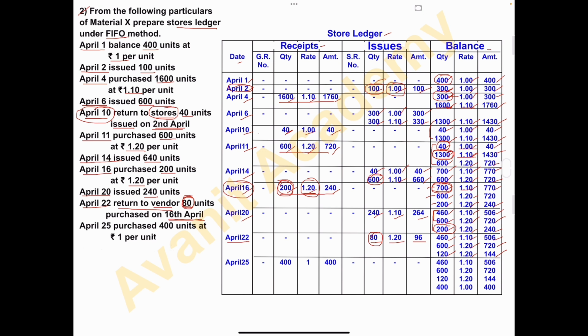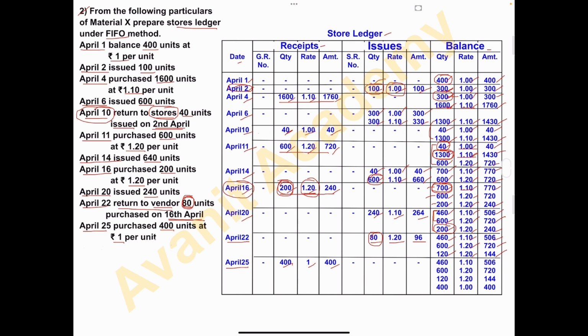Last entry is on April 25th. Purchased 400 units at rupees 1 per unit. In April 25th, number of units purchased is 400. Rate per unit is 1 and the amount is 400. Issues column nil. Write the balance.